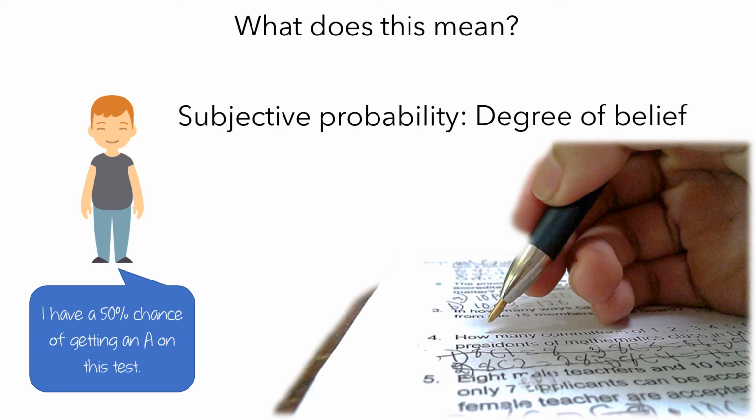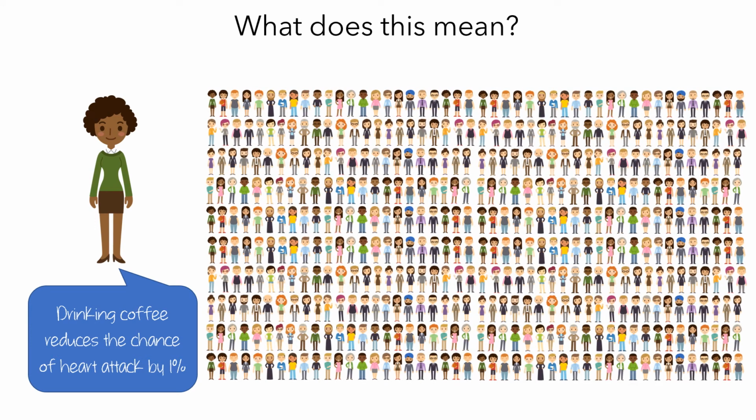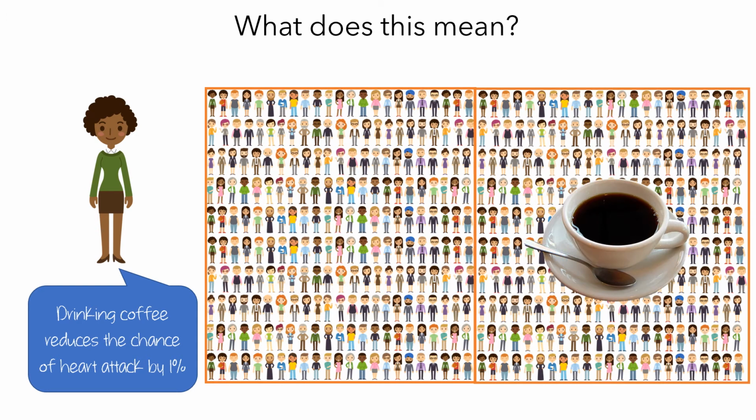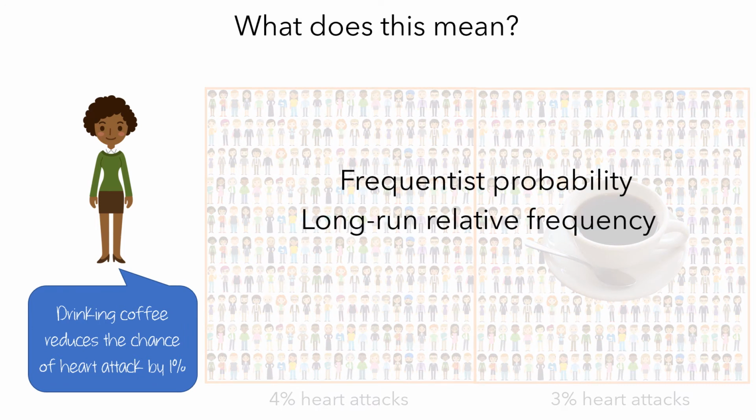Now, what would it mean for drinking coffee to reduce your chance of a heart attack by 1%? We can think about how this number was computed. Scientists recruited a large number of people and noticed that some people didn't drink coffee and others did. Then they followed up with the people for 10 years and found that 4% of the people who didn't drink coffee had a heart attack, but only 3% of the coffee drinkers did have a heart attack, a difference of 1%. These probabilities are examples of a frequentist conception of probability, which comes from a long-run relative frequency.